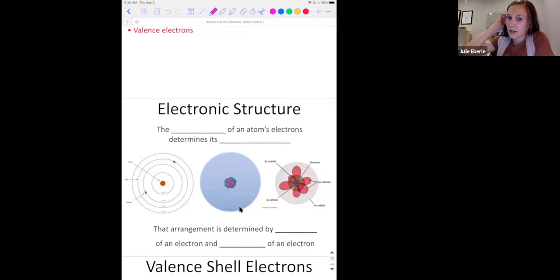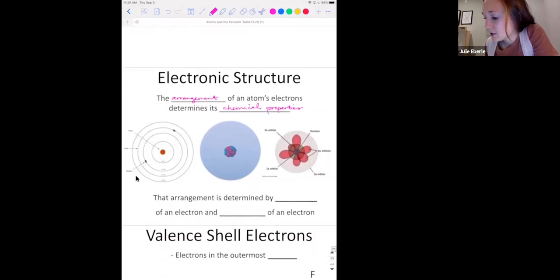But I still want you to understand that the arrangement of an atom's electrons determines its chemical properties. And we said that with that table that we filled in on Tuesday when we talked about the different roles of protons, neutrons, and electrons. We said the electrons are responsible for the chemistry.